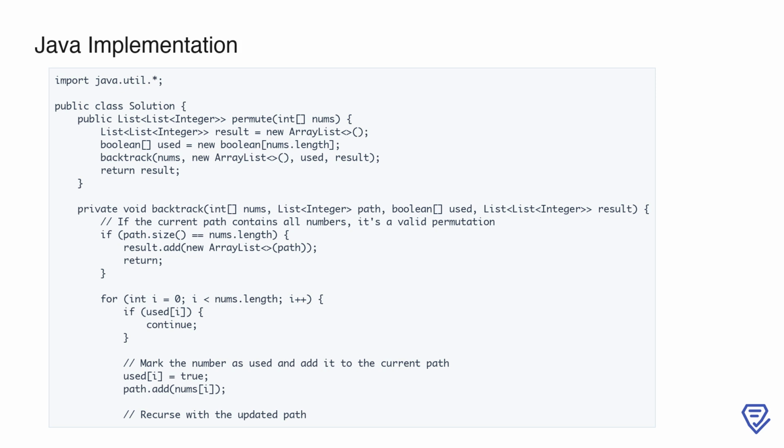Moving into the backtrack method, we see the base case. If the size of the current path matches the length of the input array, it means we have constructed a valid permutation, so we add a copy of the path to the result list. Otherwise, we iterate through each number in the input array using a for loop. If a number has already been used, we skip it to avoid duplicates in the current path. If it hasn't been used, we mark it as used and add it to the path before making a recursive call to continue building the permutation.